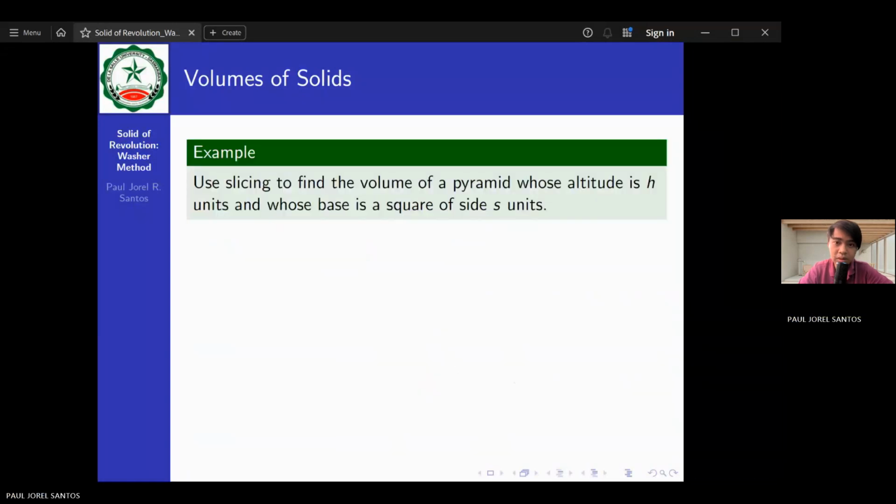Now let us have this example. We must use slicing to find the volume of a pyramid whose altitude is h units and whose base is a square of side s units. This example will lead us to the derivation of the formula for the volume of a square pyramid.